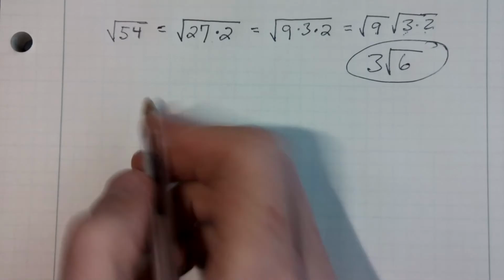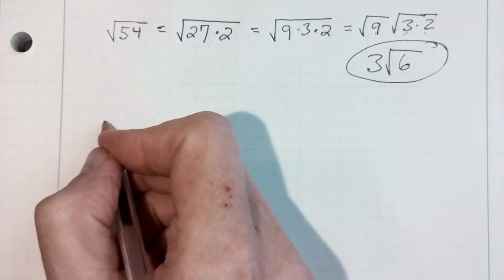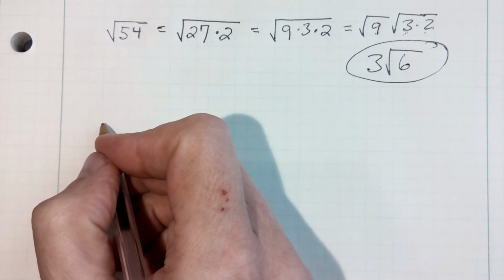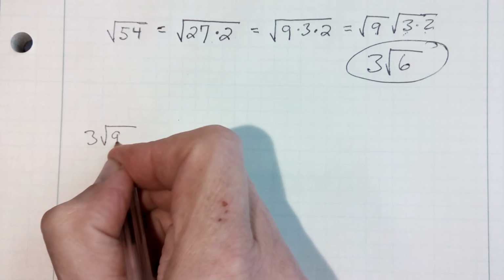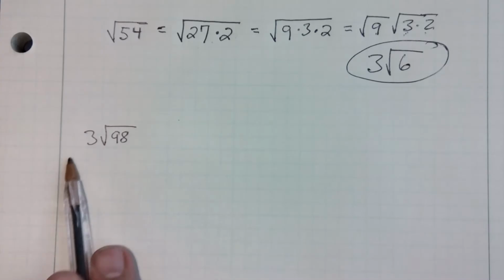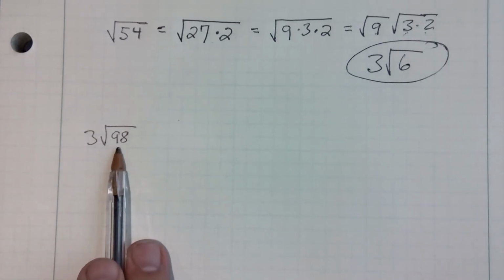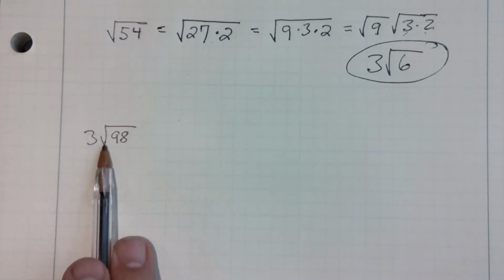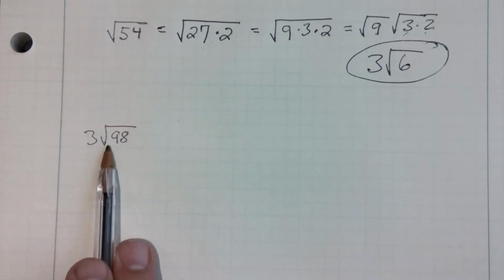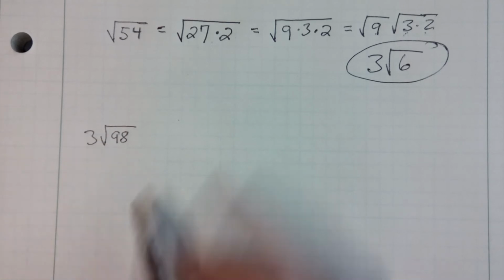Let's do another one. Now let's say there was something on the outside of the square root. Let's say there was something like 3 square roots of 98. Okay, 3 square roots of 98. Now that 3 means I'm multiplying by the square root of 98, or square root of 98 times a 3. So I'm just going to leave it out front.